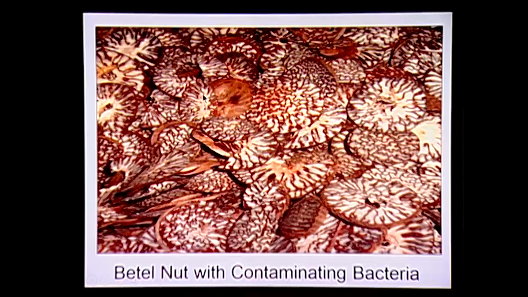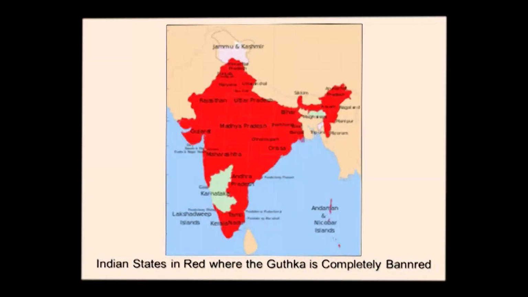So this is the betel nut, and you can see there are colonies of mold growing because of the moisture condition of these betel nuts. These molds can grow, or bacteria can grow. And of course, you can see the entire country has banned the use of this particular gutka or pan masala.